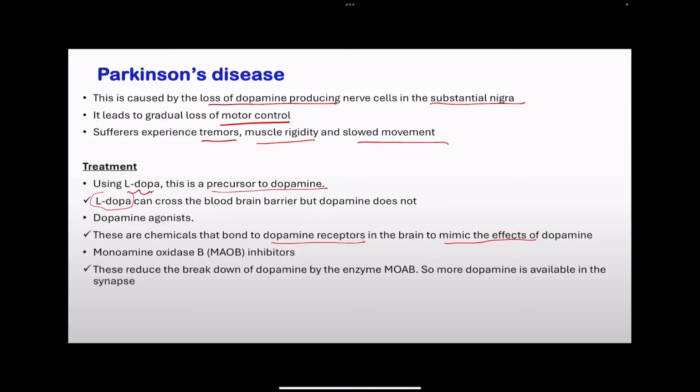They can also use monoamine oxidase B inhibitors. These inhibitors are going to prevent the breakdown of dopamine by the enzyme monoamine oxidase B. So dopamine is going to be available in the synapses in order to trigger action potentials in the postsynaptic membrane.